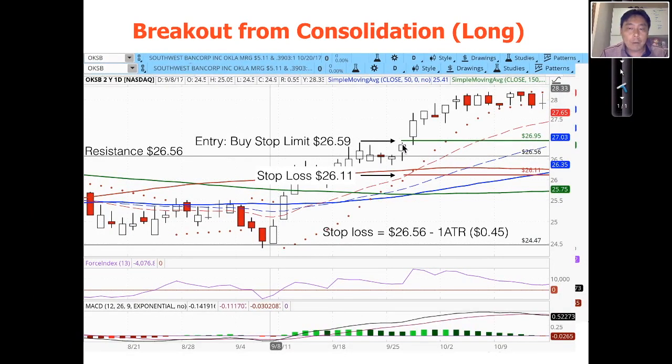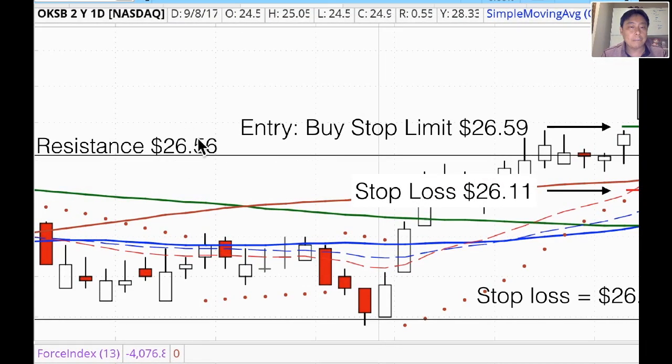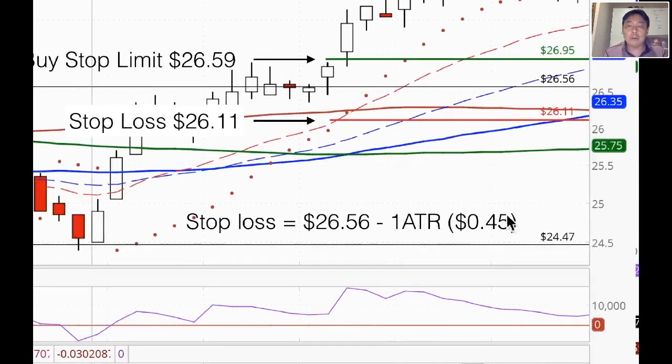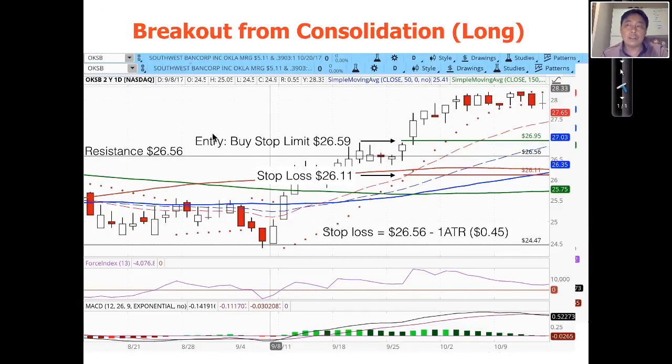So that's our entry. Where do we place our stop loss? Our stop loss would be again 1 ATR below the resistance level. In this case, the resistance is at 26.56. Again, calculate your ATR by going to FinViz or using the ATR indicator which I taught you earlier. So in this case, the ATR happens to be 45 cents. So our stop loss would be 26.56 minus 45 cents. So that puts our stop loss at 26.11.